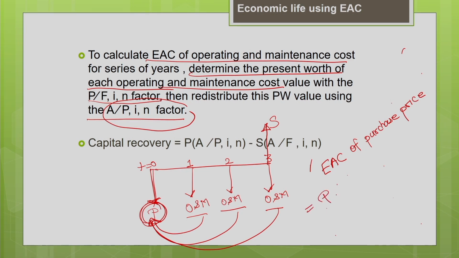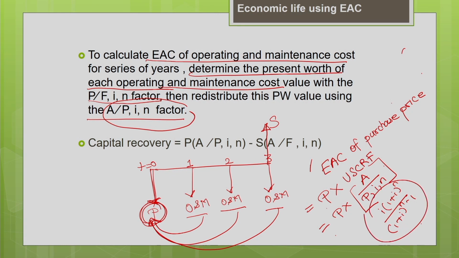How do we calculate the equivalent annual cost of the purchase price of the machine? You multiply the purchase price by the uniform series capital recovery factor, that is P into, so you are going to find the A for the known P, i, n. This is your uniform series capital recovery factor. The factor is i into (1 plus i) power n divided by (1 plus i) power n minus 1. You multiply it by the purchase price, and you will get the equivalent annual cost of the purchase price.